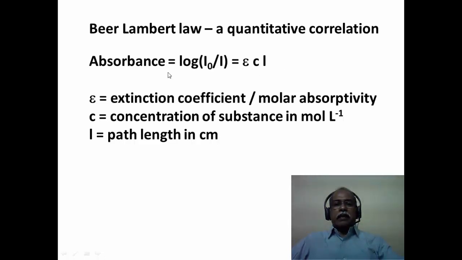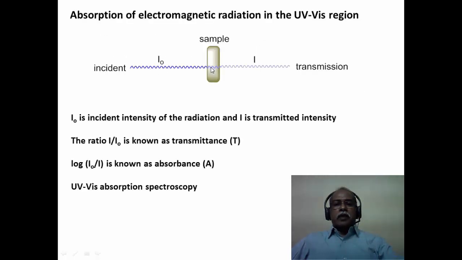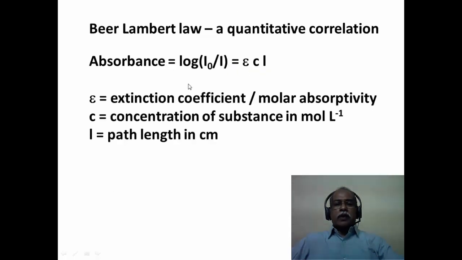In other words, when the light is passing through the sample, the amount of absorption of the incident light would depend upon how many molecules it encounters during the path length, let us say L. So the absorbance is directly proportional to the concentration times the path length. The longer the path length, the more molecules the beam of light will encounter and more absorbance will take place. Now the proportionality constant epsilon is known as the extinction coefficient or the molar absorptivity. C is the concentration of the substance expressed in moles per liter, and L is the path length of the cell or the sample expressed in centimeters.